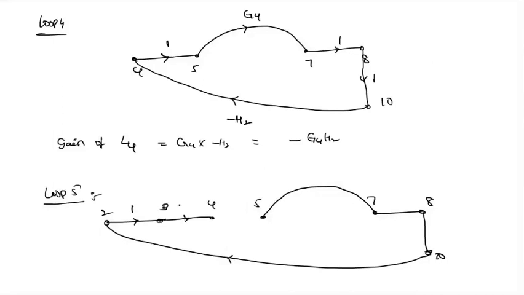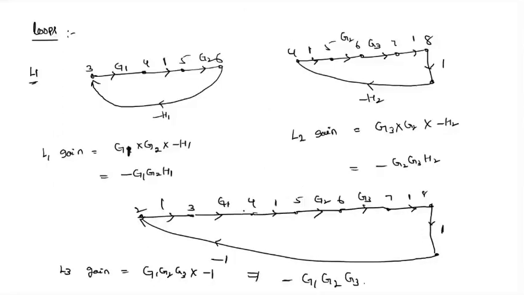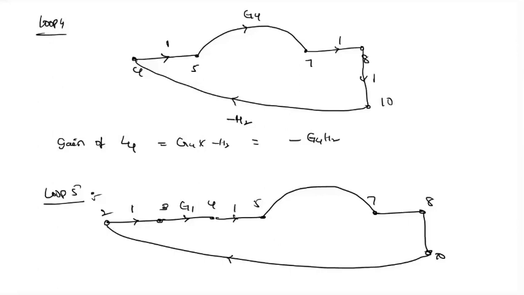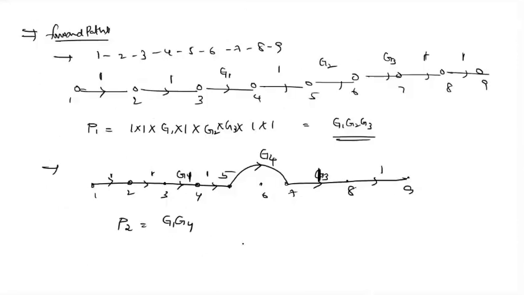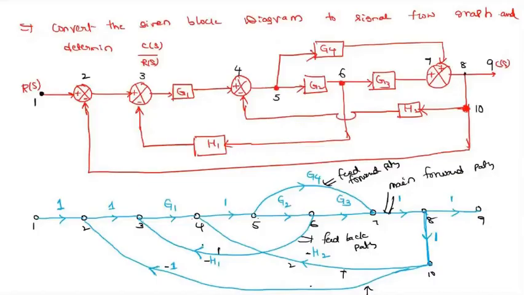3 to 4 will have G1, I think so. Right, G1. 4 to 5 will have 1. 5 to 7 it's a G4. 7 to 8 is 1. It's minus 1. Last, 10 to 2. So in between 10 to 2 we will have one feedback, it's minus 1. That's why I've written minus 1.